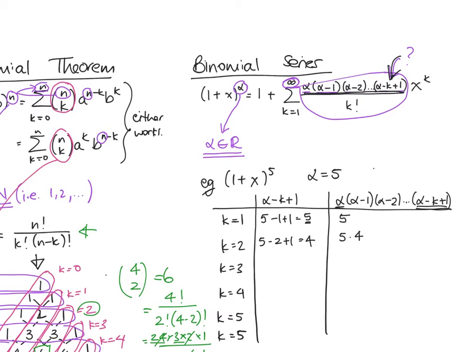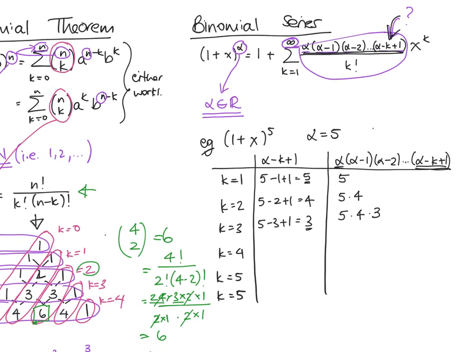If we look at k equals 3, we've got 5 minus 3 plus 1, which is equal to 3. So we start at 5, we have 5 minus 1, which is 4, times 5 minus 2, which is 3, and we finish. And we can keep on doing this.